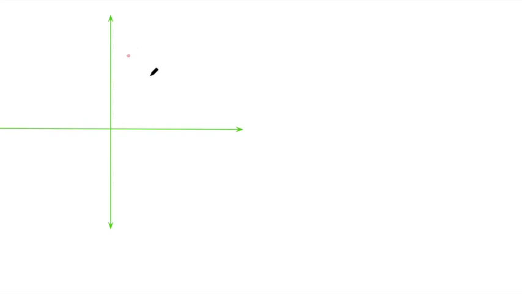So consider any 2 points in this coordinate plane. The coordinate plane has the horizontal axis marked as the x-axis and the vertical axis marked as the y-axis. Okay.